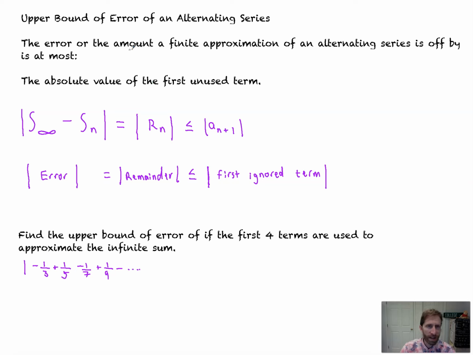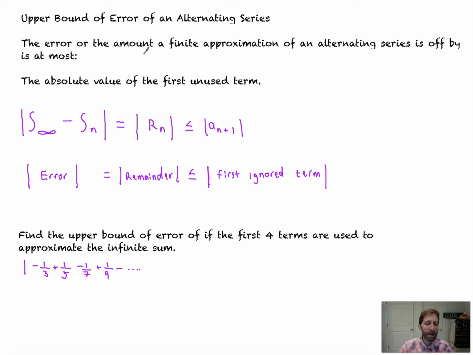So we're told here that the error of the amount of a finite approximation of an alternating series is off by, is at most, okay, that sounds really confusing. Let me just break that down. The error is the amount that you're off by with anything. Let's take a real world example. Let's say that we measure my height to be, and you can't tell from the computer, but I'm about 6 foot even, with an error of, let's say, plus or minus 1/4 of an inch. That means that I could be 6 foot and 1/4 of an inch, 6 foot minus that 1/4 of an inch, or anywhere in between. So that's where my error is bounded. Those are the boundaries of the error.